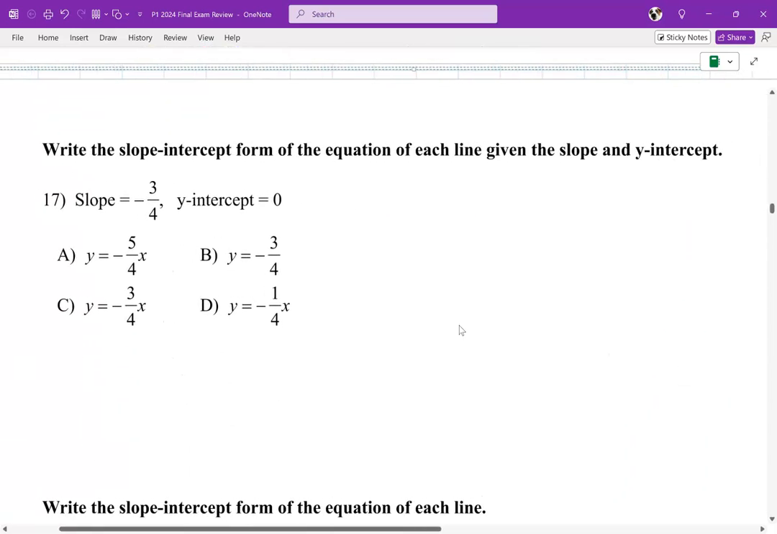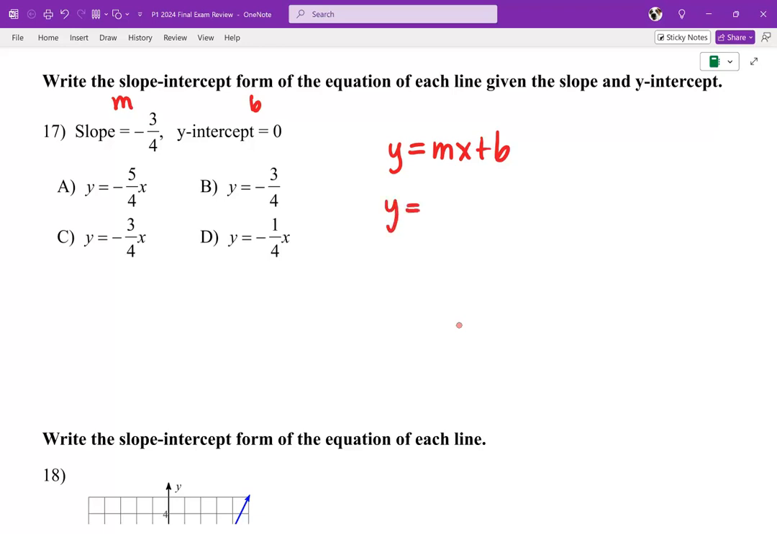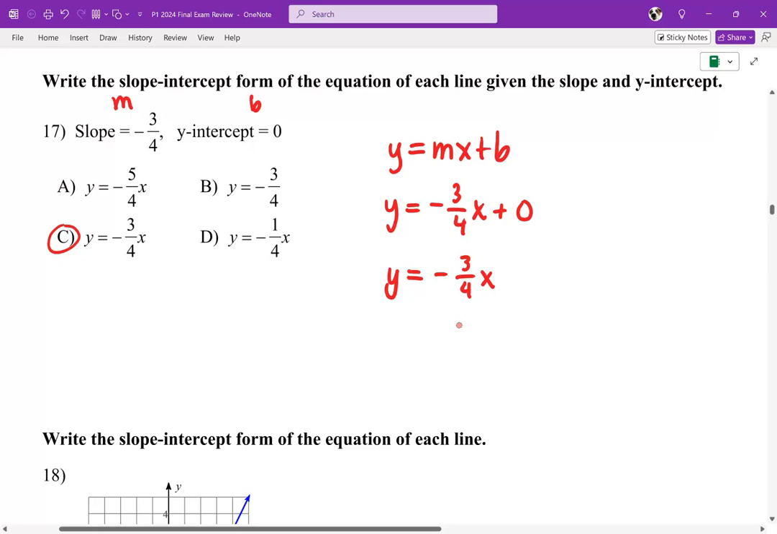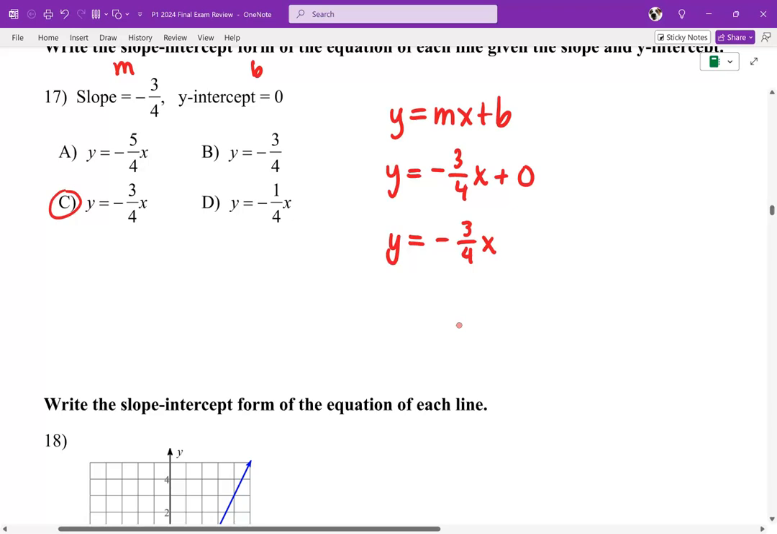All right, number 17 says, write the slope-intercept form of the equation of each line given the slope and the y-intercept. In other words, they gave me m and they gave me b, and they want me to write it as y equals mx plus b. Remember, that's slope-intercept form. So I'm just going to write the m and the b there and simplify, so I get y equals negative 3/4 x plus 0, which is just negative 3/4 x. So that's C, and that's done. Okay, so just plug in the information, simplify it, find your answer.